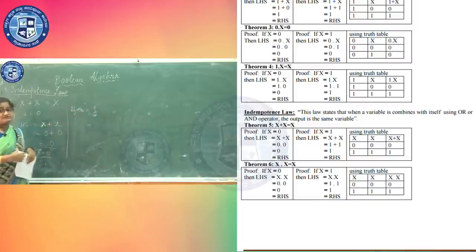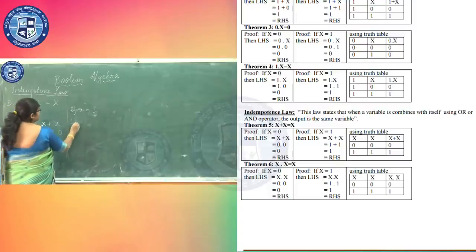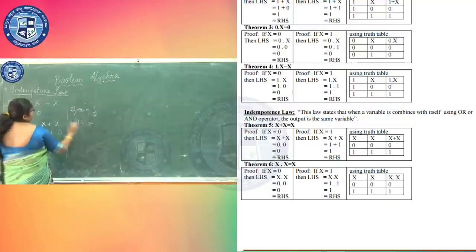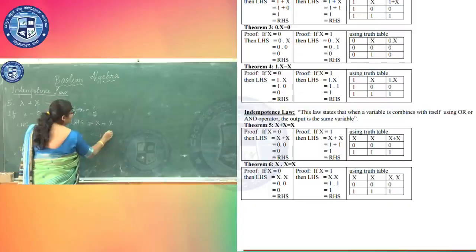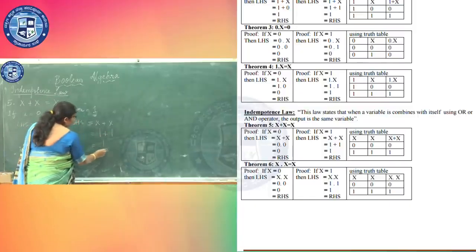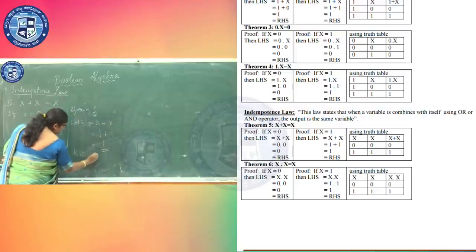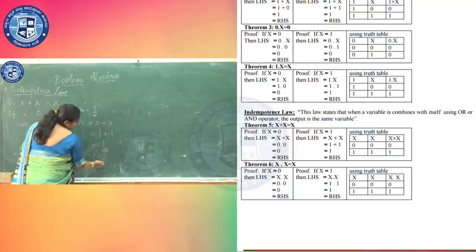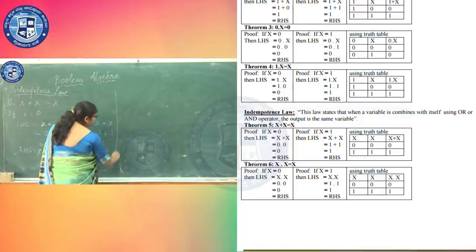I told you we will have to prove it by substituting the value for x as 0 once, and by substituting the value x equal to 1. We will consider the LHS again. X plus x, 1 or 1. Value for 1 or 1 is 1 again, and that is nothing but the RHS. RHS is x and the value is 1. So LHS is equal to the RHS. This was the fifth theorem.